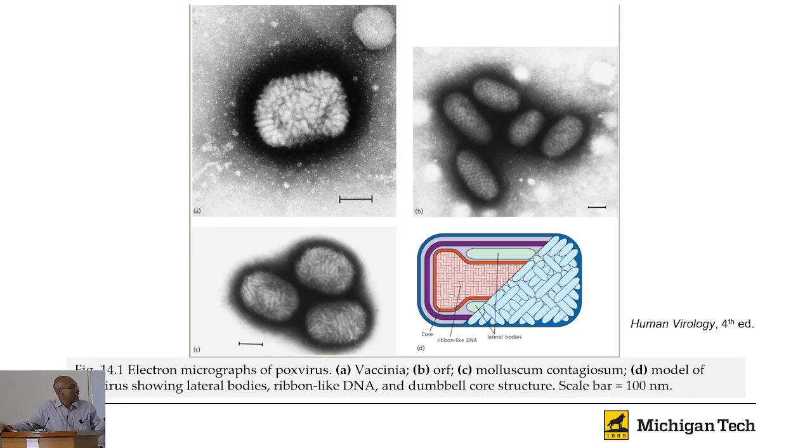So these are electron microscopy pictures of how the virus looks. It looks like a brick, you can see. This is the vaccinia virus. I think this is the ORF virus. This is molluscum contagiosum, that is another virus. And this is the model they saw, with the core protein, the DNA, and then lateral bodies. They have two lateral bodies. That's unique for those viruses. They have their own functions.